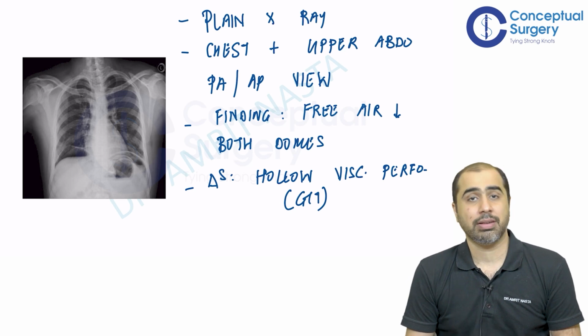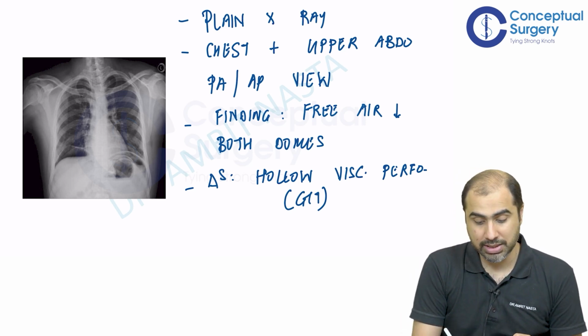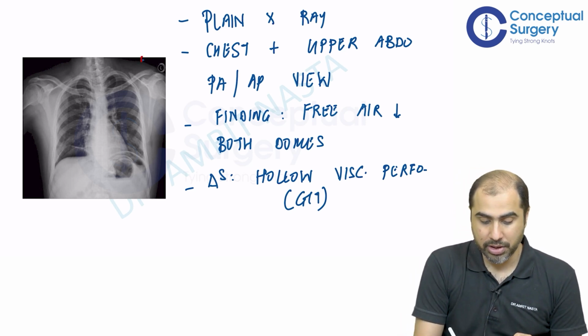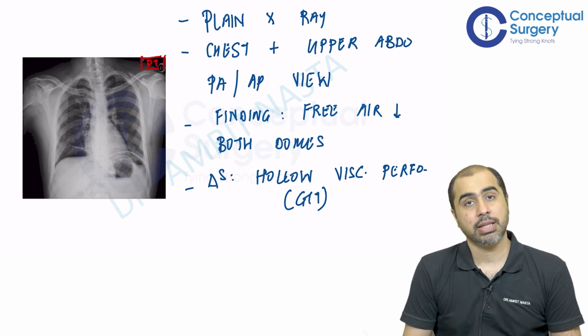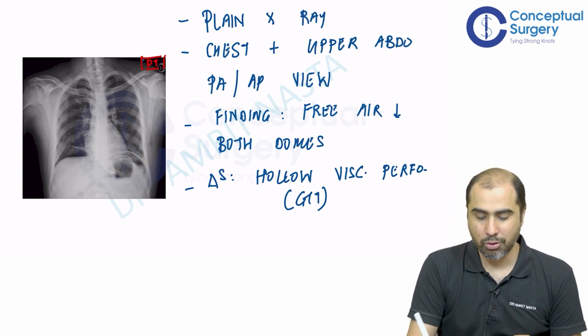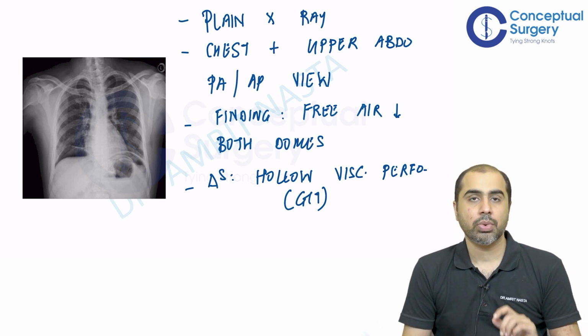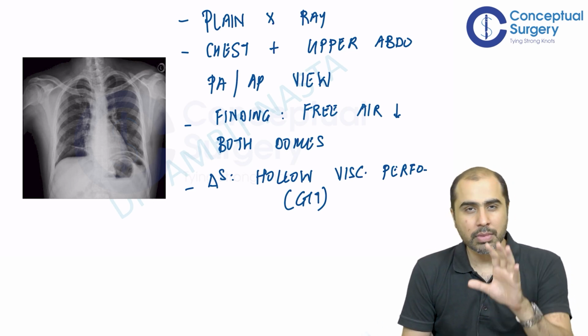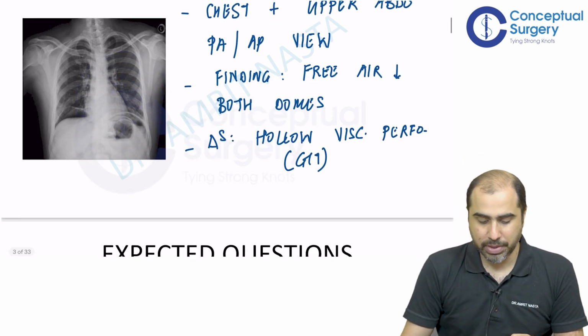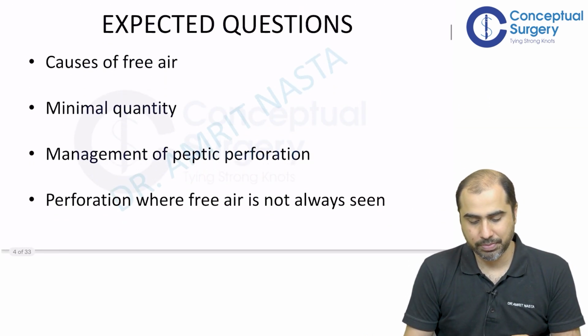So someone may have told you, oh, there is an X-ray like this, and there is some name written over there, maybe the name of the patient, and that X-ray is free air under diaphragm. Don't go by that. The examiner may know you knew the diagnosis before, so he will take the viva on that topic. So what expected questions do you get on this?